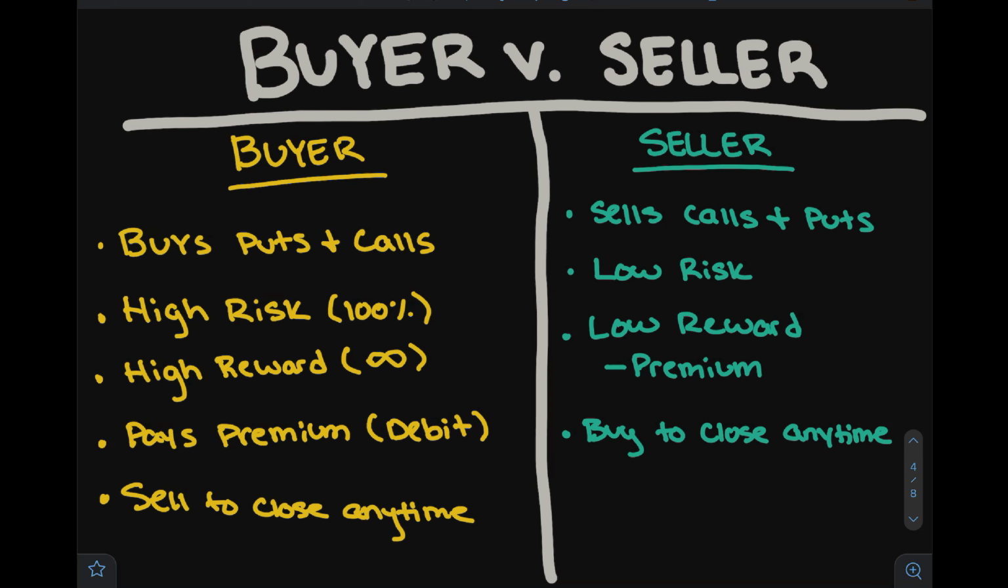Now, sellers sell calls and puts. It's considered low risk, but also low reward, because the only profit you're making is the money that you're getting from the buyer. You're getting the premium. If you're selling the contract, the buyer pays you the premium, and that's the only profit you can make. But at the same time, your risk is limited as well. So it's really dependent on how you want to trade, or whatever strategy or type of trader you are. And again, you can buy to close at any time as well.